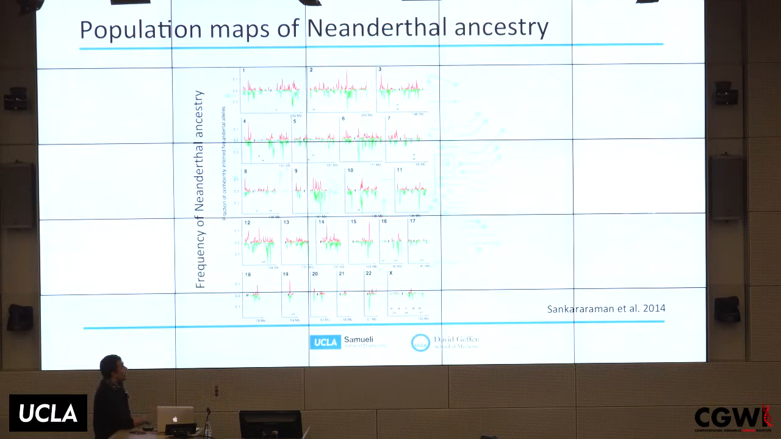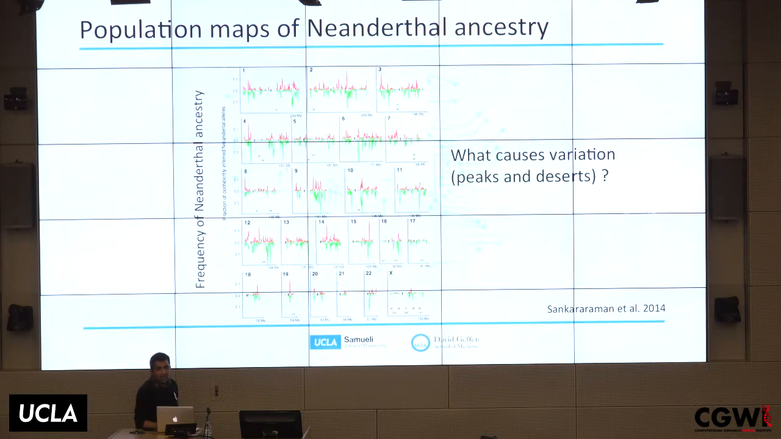Now we applied this to data from the 1000 Genomes project, and we can build these maps of Neanderthal ancestry. Here is an example of the output from one of these inferences. What we have here are maps of Neanderthal ancestry in red, which is in European populations, and in green we have the same maps in East Asian populations. What is interesting about these maps is that there is substantial variation in Neanderthal ancestry across the genome. There are places where there seem to be elevated proportions of Neanderthal ancestry, and other places where there seems to be depletion in Neanderthal ancestry.